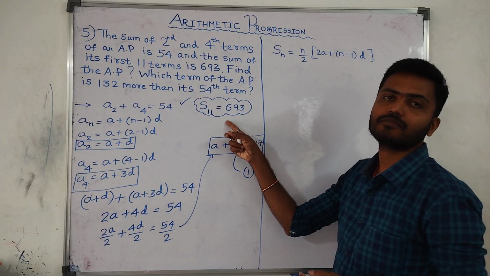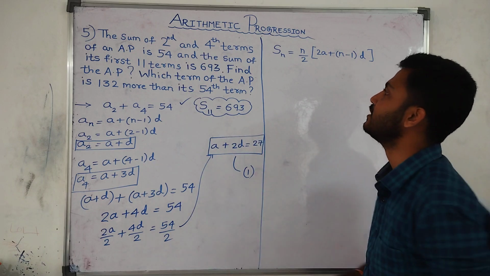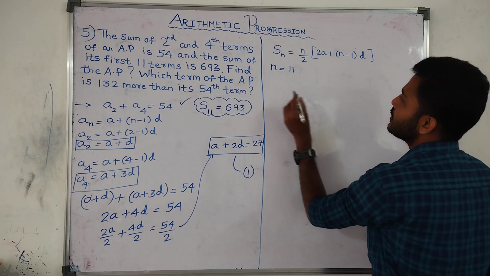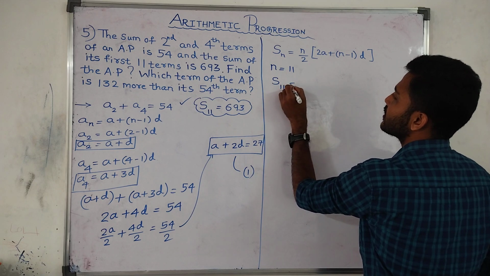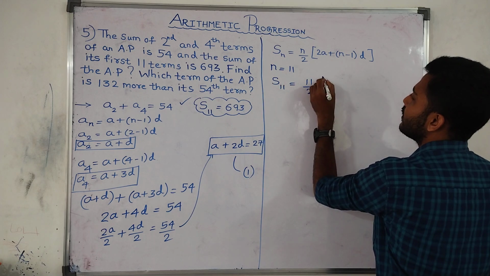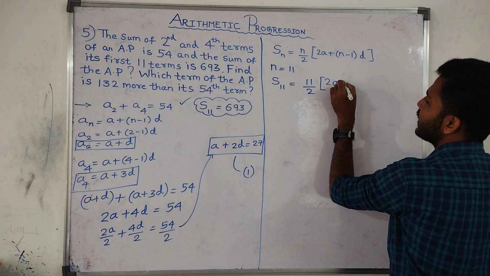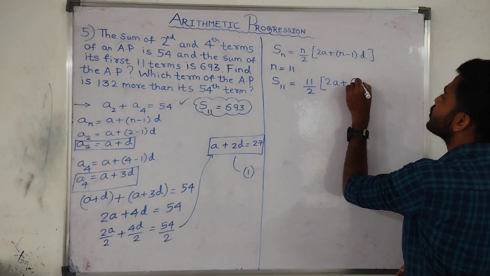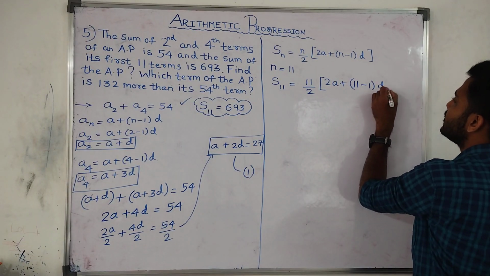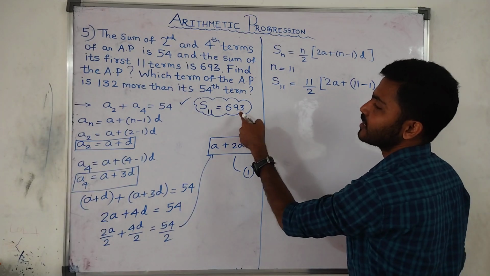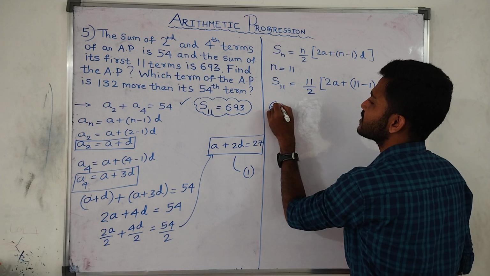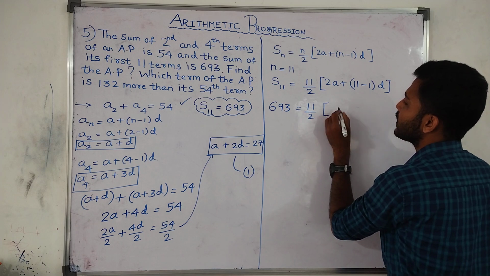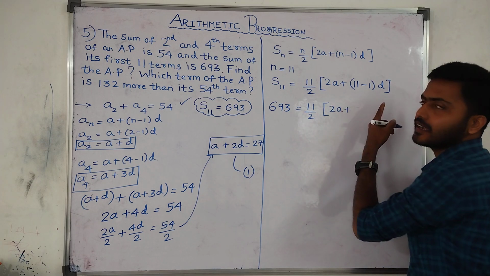So we have been given the sum of 11 terms, which means the n value is going to be 11, right? So S11 is equals to 11 by 2 into the bracket. I do not know what is the value of a, I'll keep it as it is. Then n value nage gottide alva, so let us substitute it here. So 11 minus 1 into d. So S11 value kottidare, so we'll just substitute that. So 693 is equals to 11 by 2 into bracket 2a plus 10d.